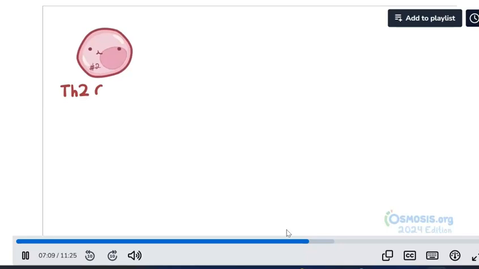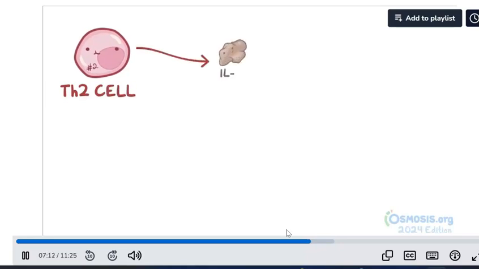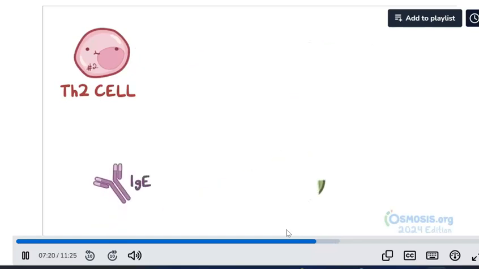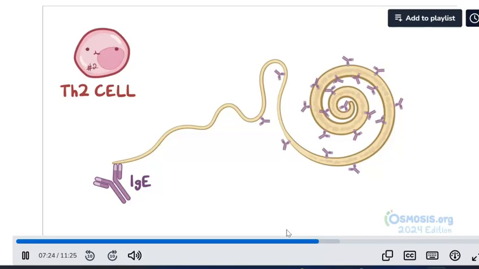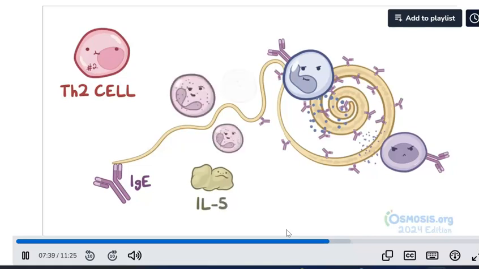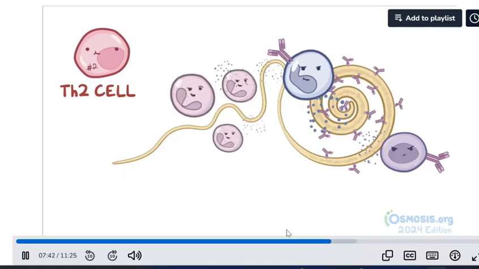Once it's become a Th2 cell, it produces cytokines like IL-4, IL-5, IL-10, and IL-13, which stimulate B cells to make IgE, which can coat the worms. In addition, Th2 cells stimulate mast cells and basophils to bind the Fc region of IgE and degranulate, so that they can kill the parasite. Additionally, IL-5 plays a key role in recruiting eosinophils to the site of infection, where they accumulate and degranulate in order to kill the invader.